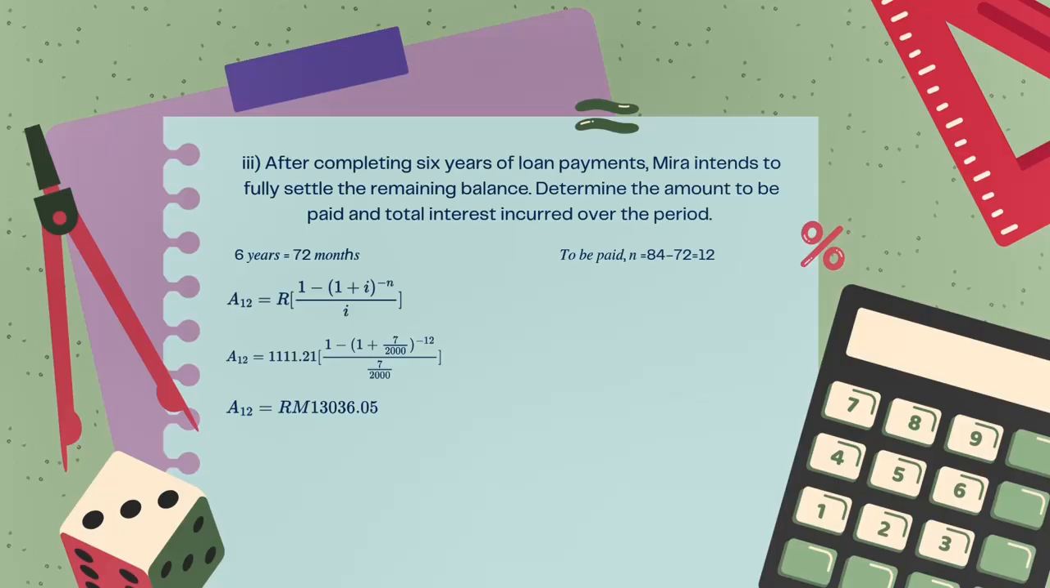For the total interest, I equal to nR minus A. I equal to 72, bracket, 1,111 ringgit 21 cents, bracket, plus 13,036 ringgit and 5 cents, minus 80,750 ringgit, equal to 12,293 ringgit 17 cents.